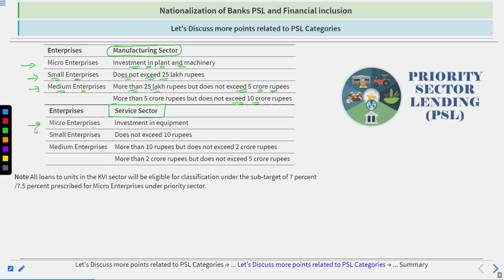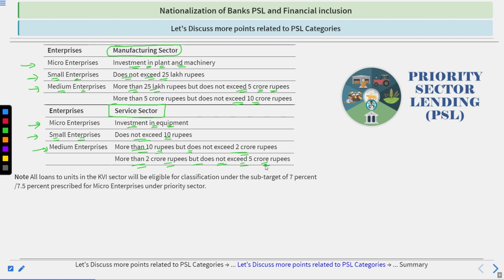Micro enterprise, investment in equipment. Small enterprises, does not exceed rupees 10 lakh. Medium enterprises, more than 10 lakh rupees but does not exceed 2 crore rupees. More than 2 crore rupees but does not exceed 5 crore rupees. Okay. So this is what we can say.